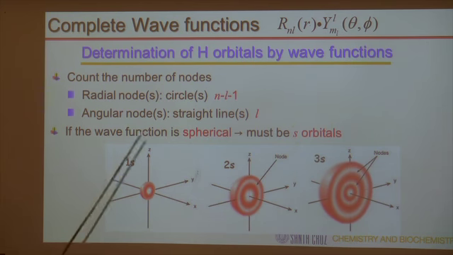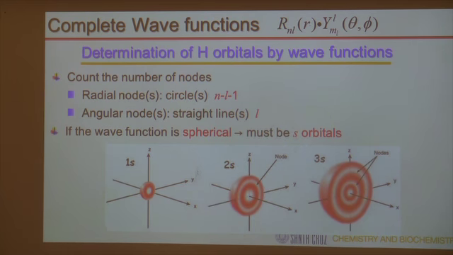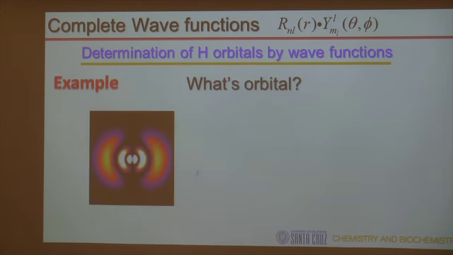And for the angular nodes, we should have how many? 0. So can we find a straight line which is a node? No. That's why it's spherically symmetric, so it must be an s orbital. The only thing you need to consider is the radial nodes, and radial nodes equal n minus 1 because L equals 0. So 0 nodes, 1 node, 2 nodes.